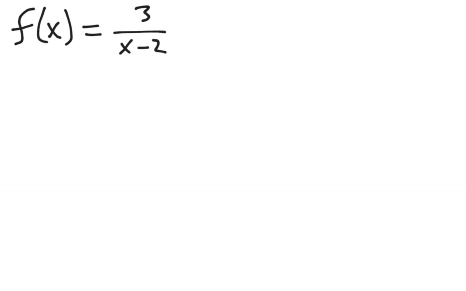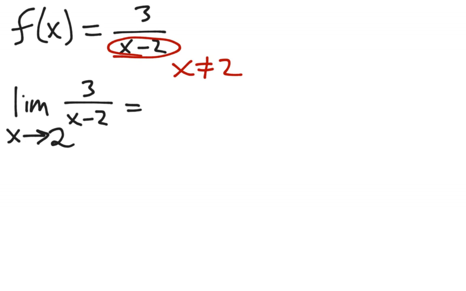Here we go. Let's say we have a function f of x equals 3 over x minus 2. Right away you should notice that we cannot plug in 2 into this function, because if we plug in 2 we get 3 divided by 0, and 3 divided by 0 is bad. I'm going to say, well, x can't equal 2, but I can use a limit because this basically means that x is approaching 2, not equaling 2.